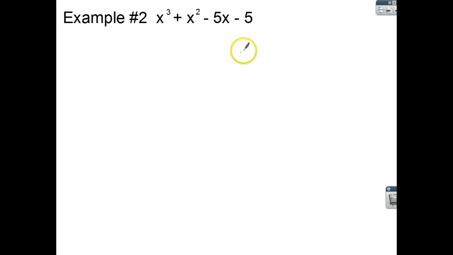Okay, here's another example. Let's take a look at this one. This time the sign in the middle is not plus, so the first thing I'm going to do is change that to add the opposite. And I'm going to very carefully put my parentheses between those two signs. Now you need to do that, because algebraically you can't put a parentheses around a negative.